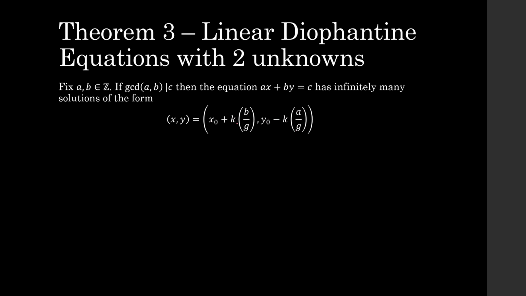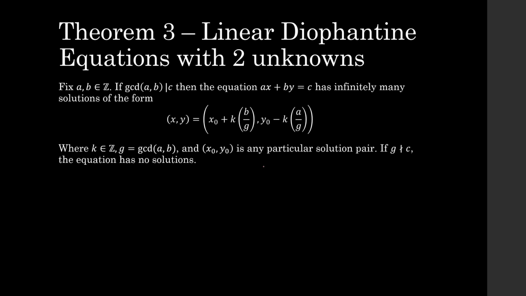The infinitely many solutions come from the fact that k can be any integer, and we're taking multiples, so we can successively add them. As I said, k is an integer, g is the GCD of A and B, which is just one way to make this notation more concise, and x0, y0 is a particular solution pair. So that means that I need to find 2 values for x and y that do solve this equation, and then from that I can generate infinitely many solutions.